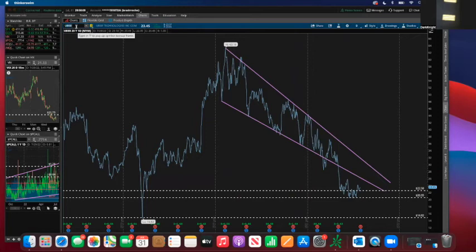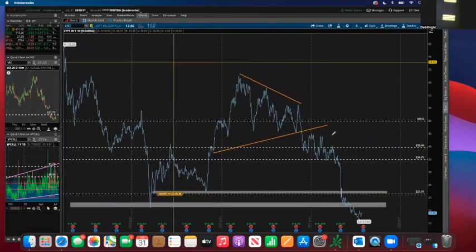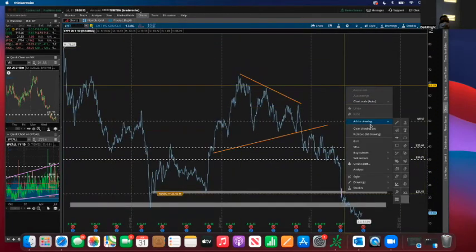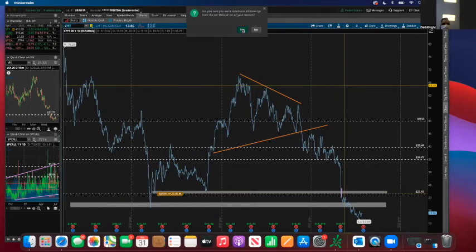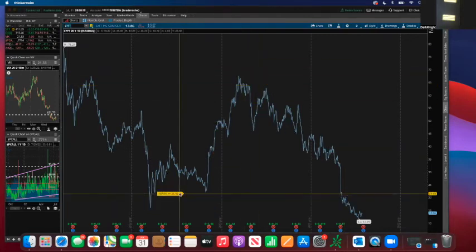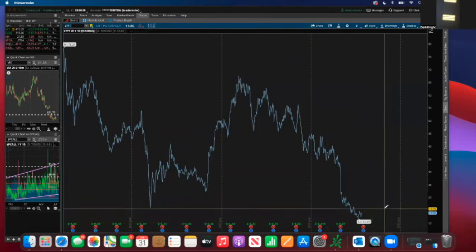I mean, how's Lyft look? Lyft looks even worse. Yeah, I don't know if I'd want to play either of these.